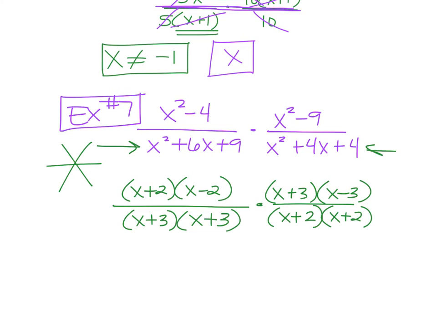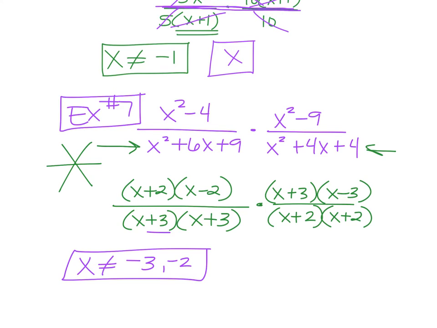Okay. What do you have to do right now? Restrictions. Okay, what can x not equal? It cannot be negative 3, right? If I plug in a negative 3, I would get 0. So it can't be negative 3. What else? And negative 2. Okay. So we know that x can't be negative 3 or negative 2.